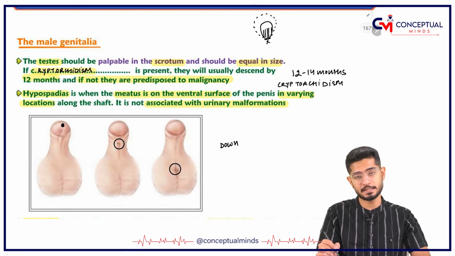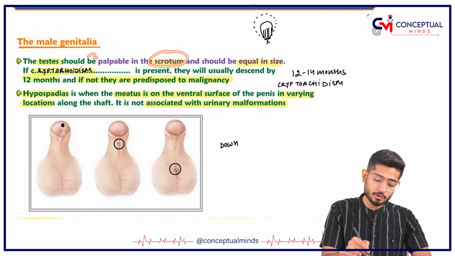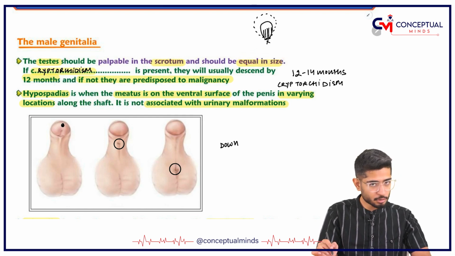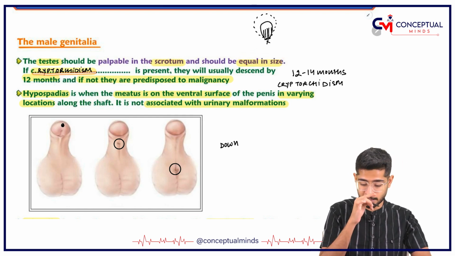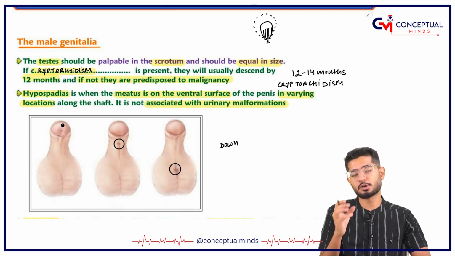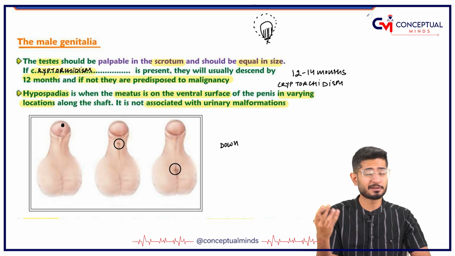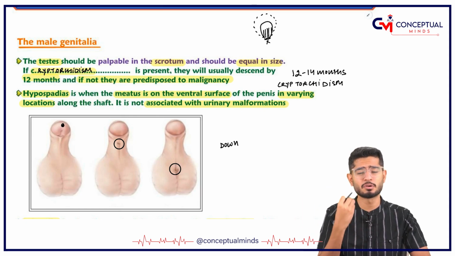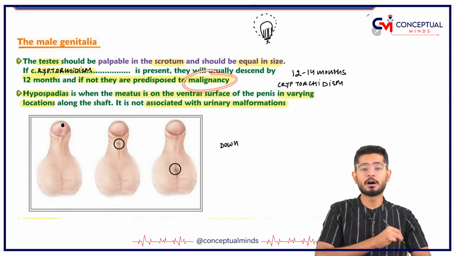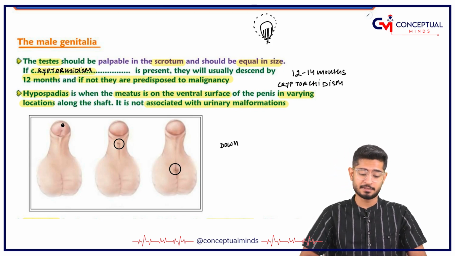Coming on to male genitalia. You should check the scrotum, and the scrotum should have the testes, both of them equal in size. If there are no testes there, the condition is called cryptorchidism. Cryptorchidism means the testis has not reached the scrotal sac. The testis might be in the inguinal region or somewhere else, but remember, that's not the site for the testis to grow, and if the testis is growing anywhere other than the scrotum, this is a predisposing factor to malignancy. It can cause malignancy.